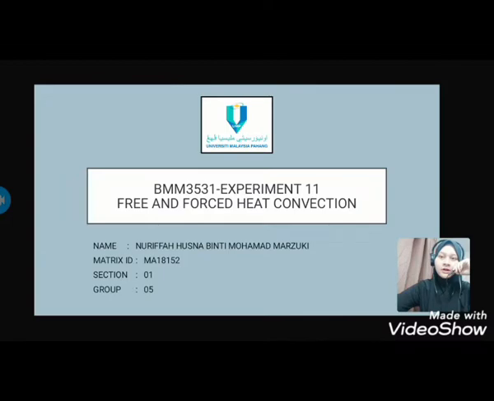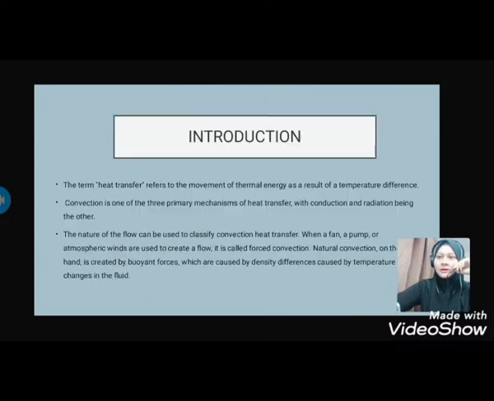So for our experiment 2, which is free and forced heat convection. The term heat transfer refers to the movement of thermal energy as a result of a temperature difference. Convection is one of the three primary mechanisms of heat transfer, with conduction and radiation being the other two. The nature of the flow can be used to classify convection heat transfer.